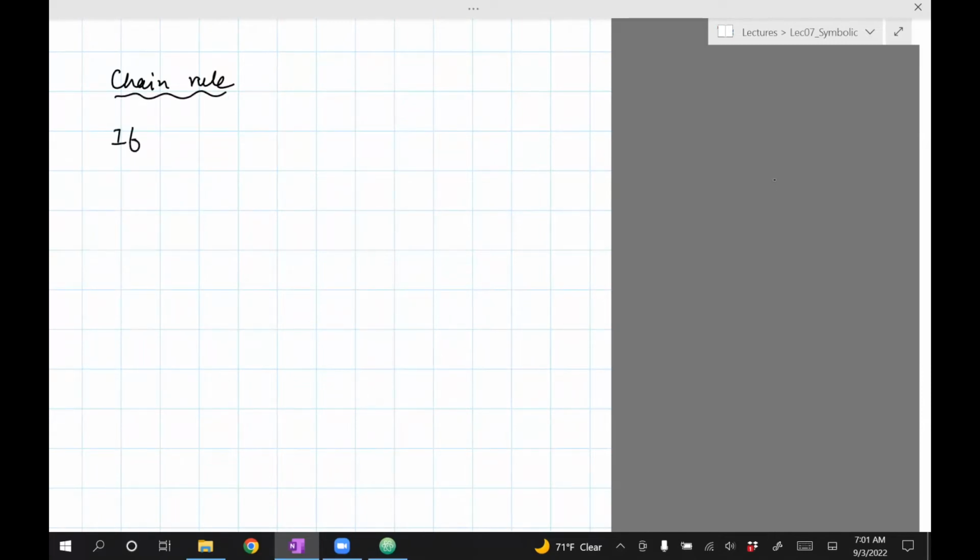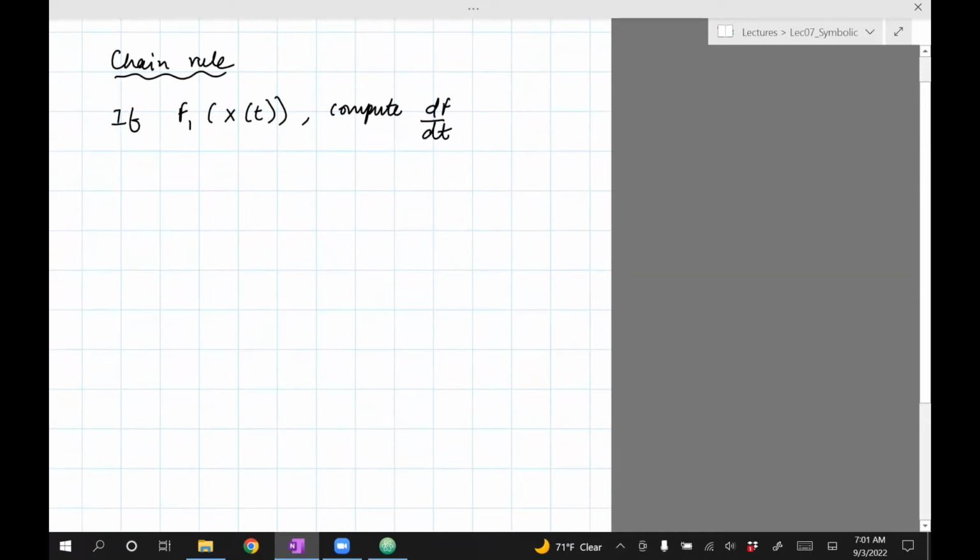Now let's say that our function f, let's say f1, is not just a function of x, which is what we've seen in the past, but x is a function of t. Okay, then our goal is to compute df/dt. For something like this, you'll have the chain rule. And the best way I think of doing this is to actually write the relation in this form. f1 is a function of x, which is a function of t.